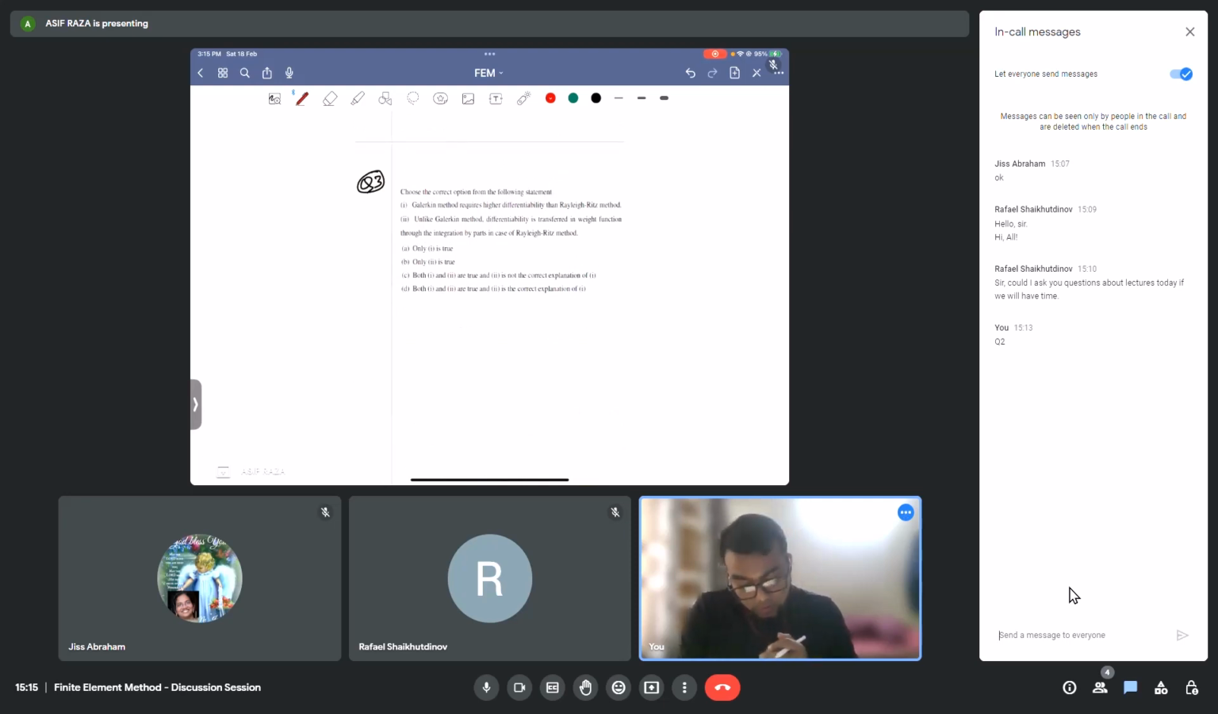The third question is, choose the correct option from the following statements. First statement: Galerkin method requires higher differentiability than Rayleigh-Ritz method. Second statement: unlike Galerkin method, differentiability is transferred to the weight function through integration by parts in the case of Rayleigh-Ritz method. The options are: first statement only is correct; second statement only is correct; both are correct, but the second is not the correct explanation of the first; and both are correct and the second is the correct explanation of the first.